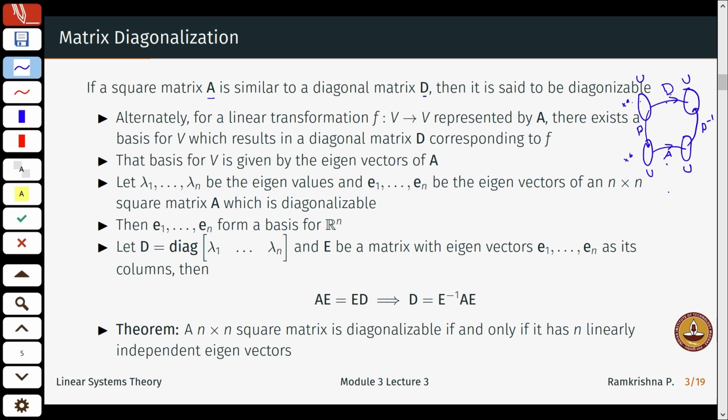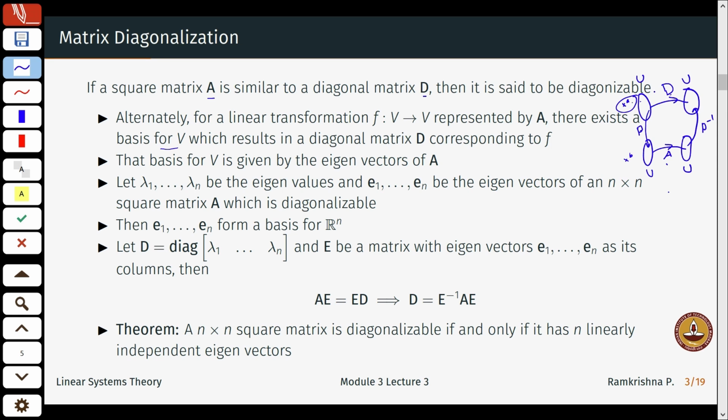So, alternatively, as explained here, for a linear transformation F going from say V to V, or here I just use U to U, it's the same thing. So, this statement means that there exists a basis for V which results in a diagonal matrix corresponding to F. What is the basis here? That is the basis corresponding to this vectors representation x a.